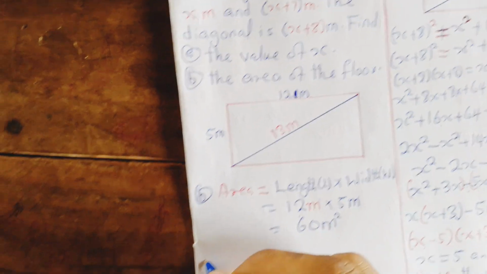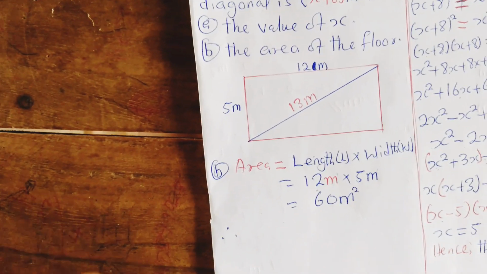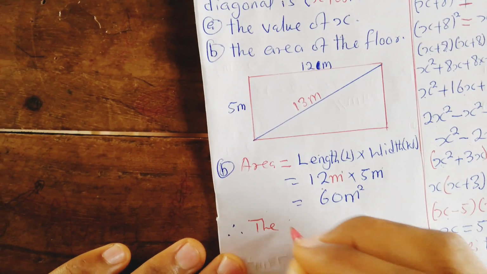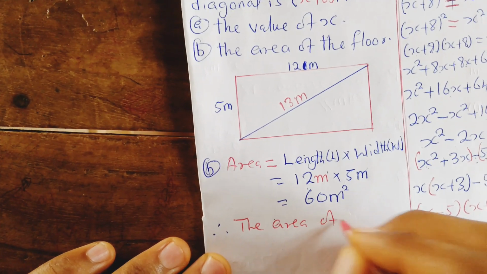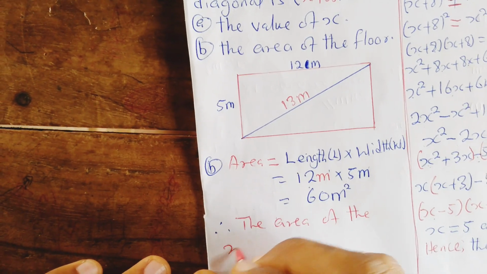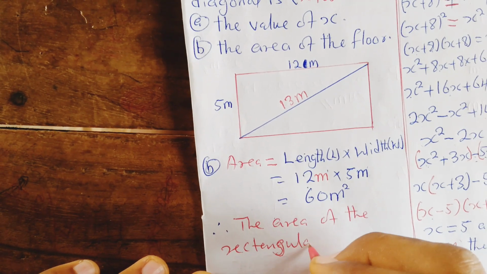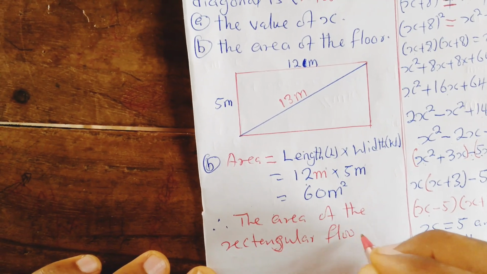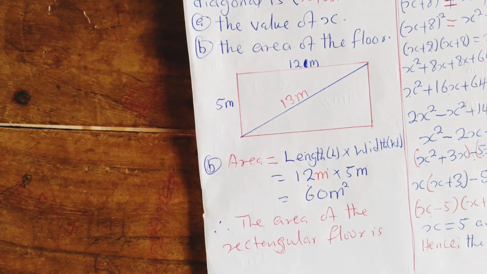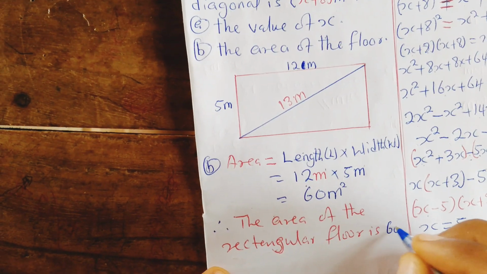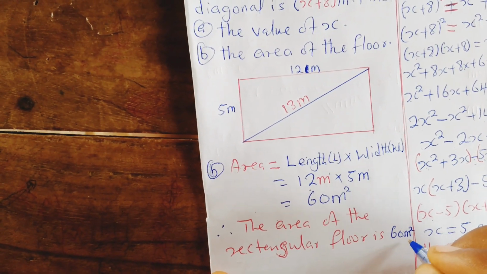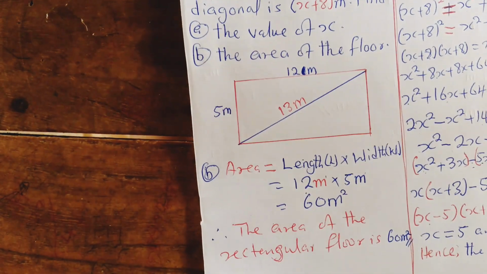So therefore, the area of the rectangular floor is 60 meter squared.